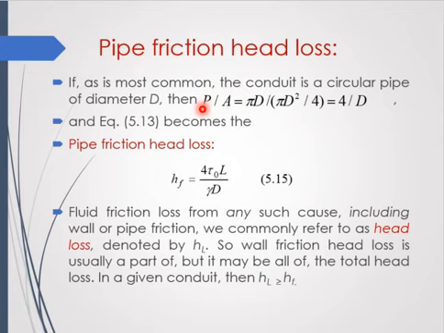What is P? P is wetted perimeter. Wetted perimeter means the sides which can be wet by the fluid. So if the circular pipe is completely full, then all its sides will be wet and its wetted perimeter will be pi d. So putting the values of wetted perimeter as pi d and area of circular pipe as pi d squared by 4, we get the answer equals 4 by d.